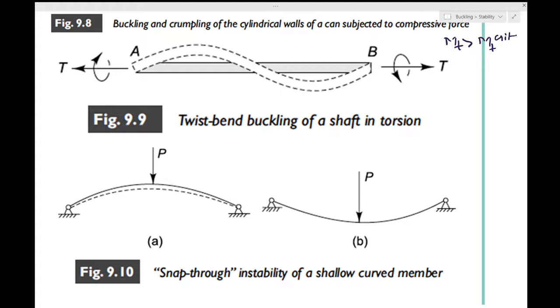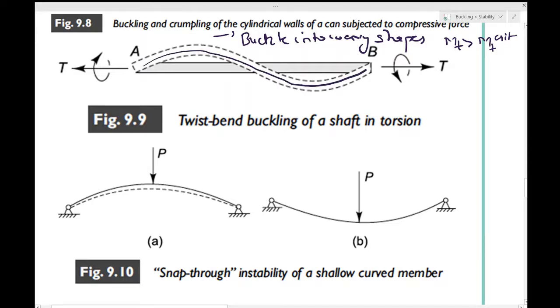So the configuration at that point is unstable, and a small disturbance will cause the walls to buckle into wavy shapes, where the crests of the waves lie along helices which are at 45 degrees with the axis of the cylinder. This is not a planar movement. It is lying like a helix from this axis.